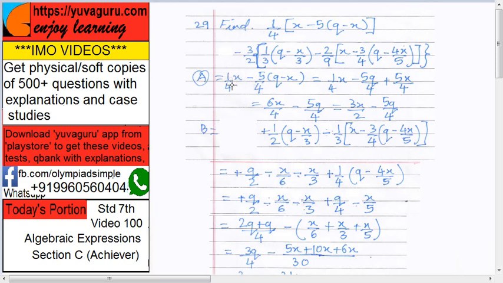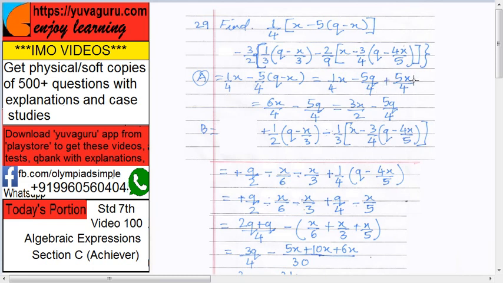A is what? 1 upon 4 into, multiply this bracket, 1 upon 4 into x, minus 1 upon 4 into 5, so 5 upon 4 into q minus x. Now solve this bracket. So it will be 1 upon 4 into x minus 5q upon 4, and minus into minus is plus, so it will be plus 5x upon 4.